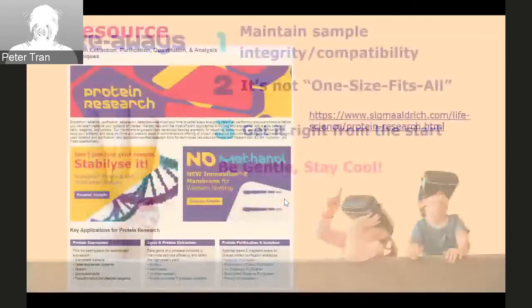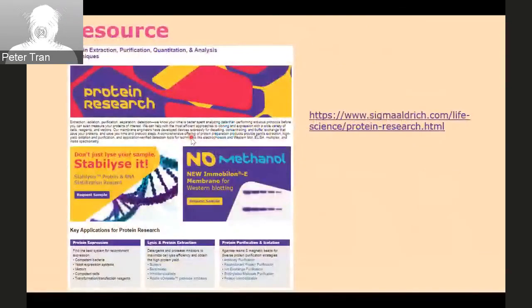Okay, with that, there are some resources you can access. There's the Sigma website about protein research. There is a lot of useful information about the topics I touched on today.